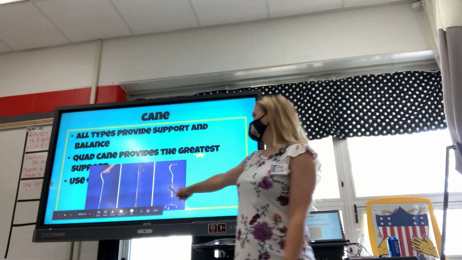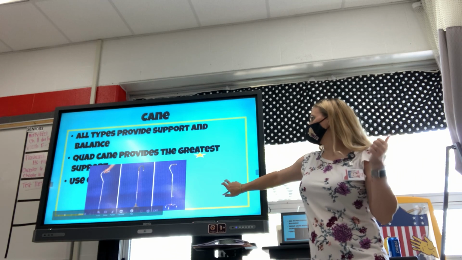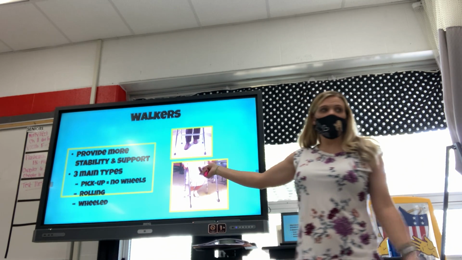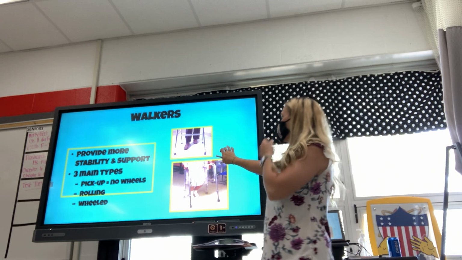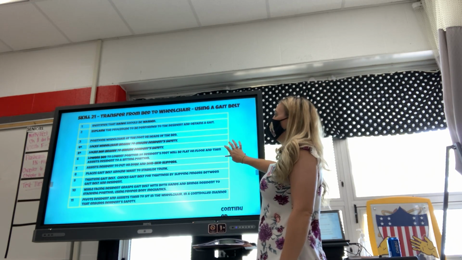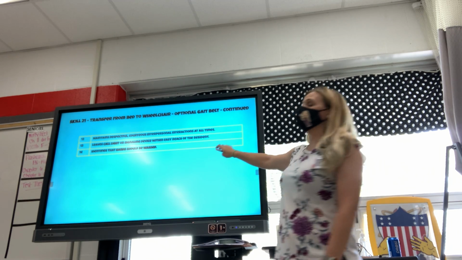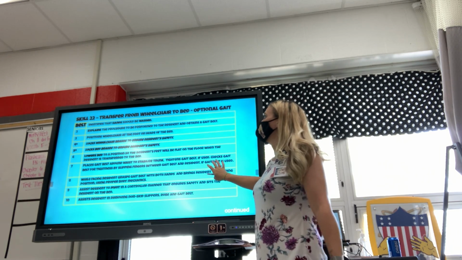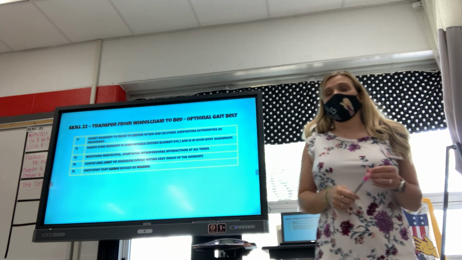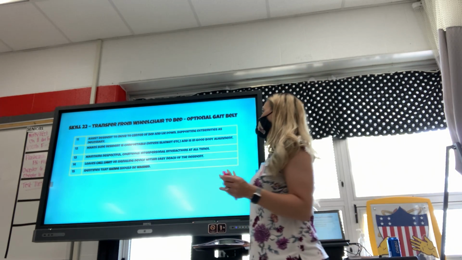So there are different kinds of canes. I've got those in the closet. We'll look at them. Walkers are the same thing. They have wheels or no wheels. We're going to look at those too. And then we're going to do the skills of transferring from a bed, transferring from the wheelchair, and we're going to walk from the bed to a wheelchair, and we're going to walk with a walker as well.